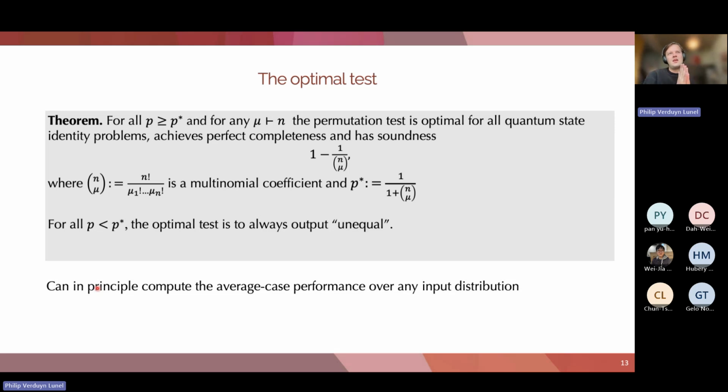And this P star is a weird quantity. It's a very small number. And below this P star, where P is the prior, the probability that you're going to get the all-equal input rather than the orthogonal input, it's going to be a better strategy to just always say unequal. Because you're going to give the equal input with such low probability that the best strategy is to do something very simple and just always say, I actually got the orthogonal input. But above this P star, the best thing you can do is to always do the permutation test.